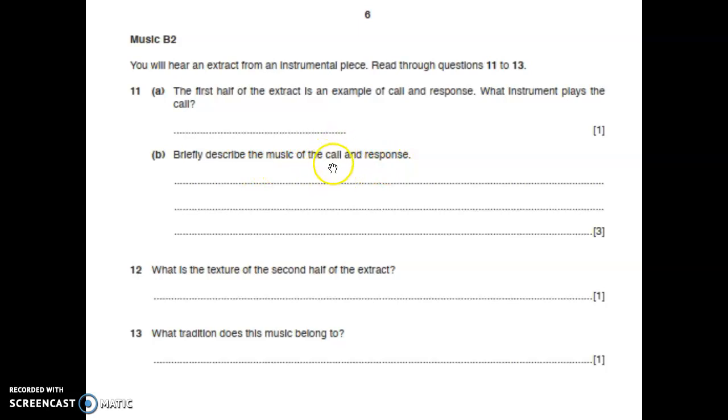So I would describe the music of the call and the music of the response, and maybe you have more instruments joining, mention that, okay? And the type of music that the call will have and the response will have. What is the texture of the second half of the extract? What tradition does this music belong to?